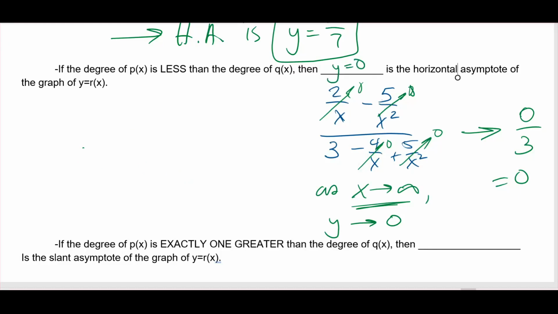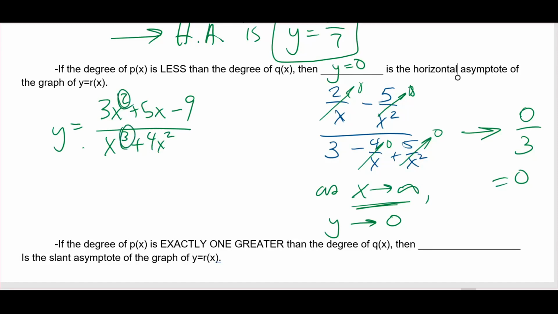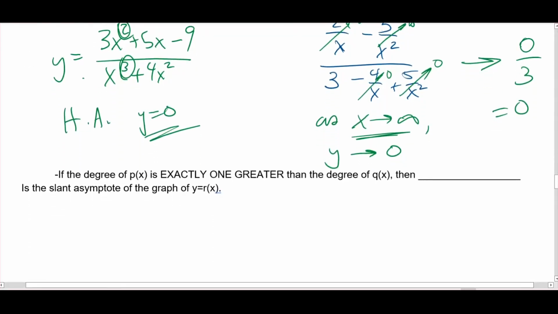So for example, if I have y equals 3x squared plus 5x minus 9 over x cubed plus 4x squared, we would just say, all right, what's the degree of the numerator? It's 2. What's the degree of the denominator? It's 3. It's larger in the denominator, so we have horizontal asymptote y equals 0. Every time the degree is less than the denominator, it works out like that. Okay, cool.